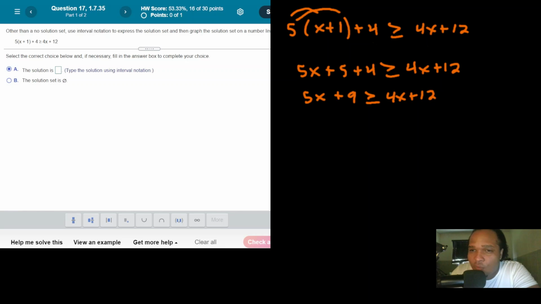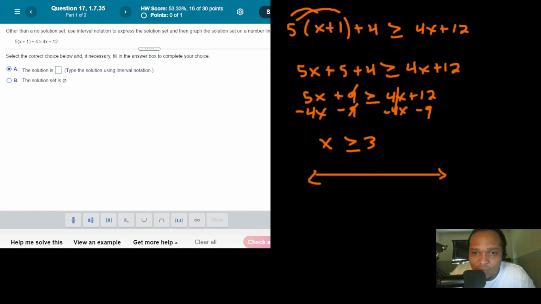Let's start moving some things over. Let's bring this 4x over by subtracting it, and let's bring that 9 to the right by subtracting that. So we have the x's on the left, the numbers on the right. 5x minus 4x is x, greater than or equal to 12 minus 9, which is 3. So x is greater than or equal to 3. We can graph it up. We have 3. It goes to infinity. And what symbol are we going to use? We're going to use the bracket because of the equal to.